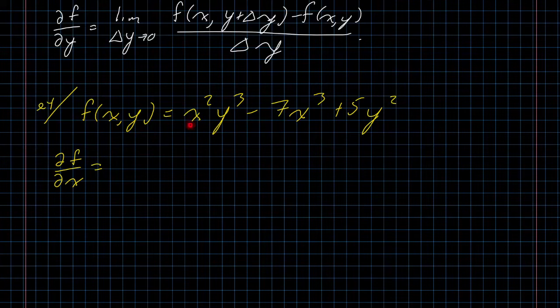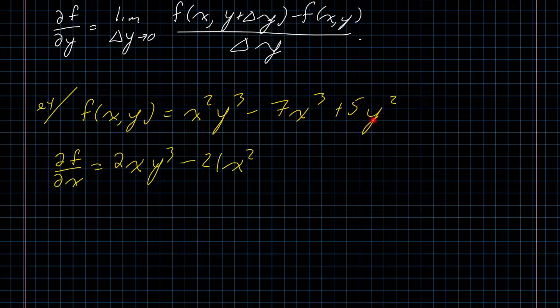Term by term. In the first term, I have x squared being multiplied by some constant. The rules of differentiation say leave the constant alone and then differentiate the variable factor. The derivative of x squared is 2x. In the second term, 7x cubed, there is no y in this term, so I treat this the same way I would treat taking the derivative of a function of a single variable: 21x squared.